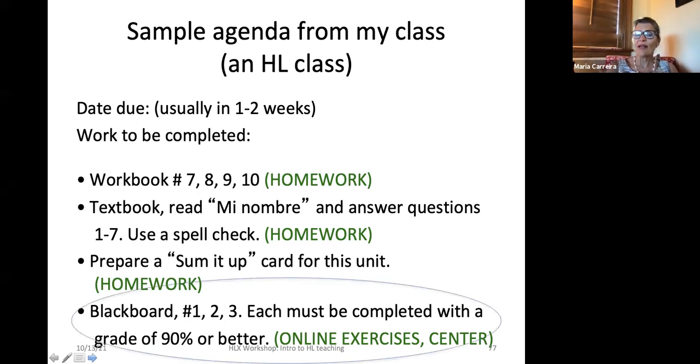Notice, by the way, that this activity that is from Blackboard targets each of those 3 skills: listening, learning the rules, and then number 3, applying the rules. So I have designed the agenda with that earlier activity that I presented.